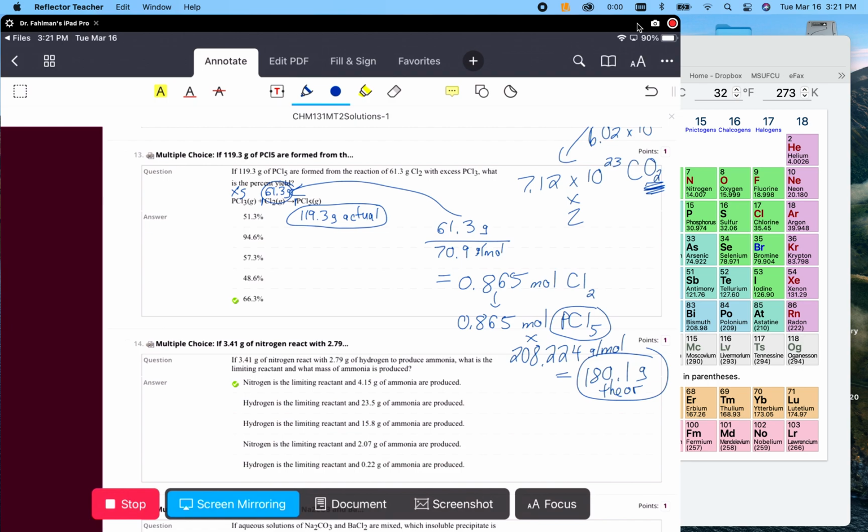Okay, so if you multiply that times 0.865, that gives you 180.1 grams, and that's our theoretical yield. So we should have made 180.1 grams, but we only made 119. So percent yield then is just what you actually made over what you should have made times 100%. Okay, so 119.3 divided by that gives you 66.2%. Okay, which is that one.